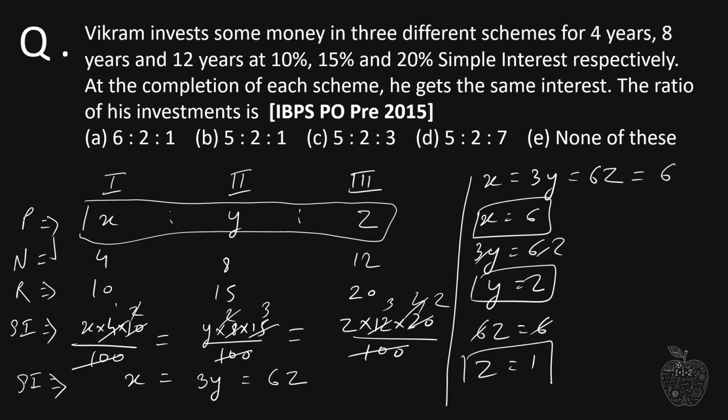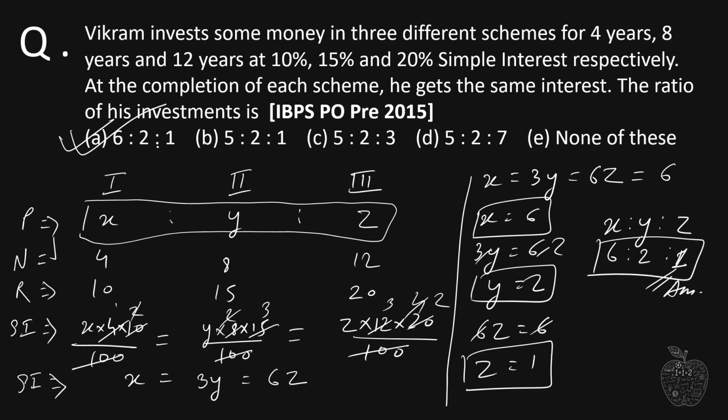So now we got the values of X, Y and Z, which is X is to Y is to Z, which is 6 is to 2 is to 1, and this is our required answer. So option A here is the correct one. 6 is to 2 is to 1.